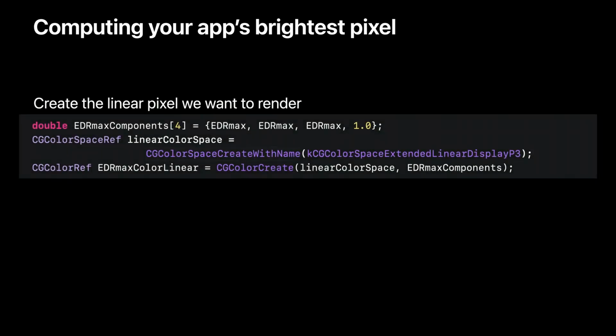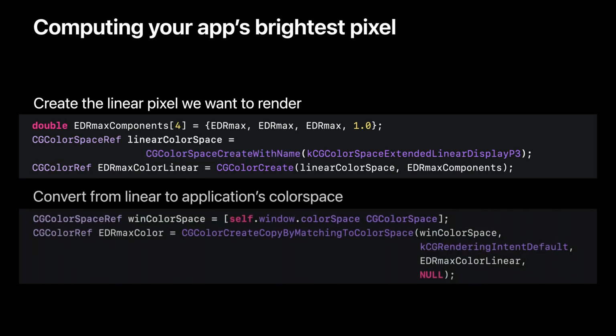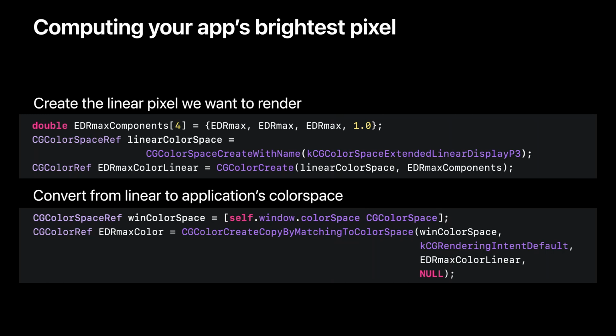Closely related to adaptive tone mapping, an app may want to draw with the brightest white currently renderable. We already understand how to get the current EDR max from NSScreen. However, EDR headroom is a linear value, and pixels are most often non-linearly encoded. In this final example, we will convert EDR max into the app's potentially non-linear color space. First, we use CGColorSpaceCreateWithName to create the linear EDR max white pixel we want to render, and then convert the linear EDR max pixel to the application's color space using CGColorCreateCopyByMatchingToColorSpace. The resulting color may then be used in any EDR-enabled application.